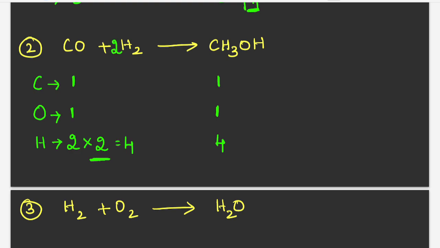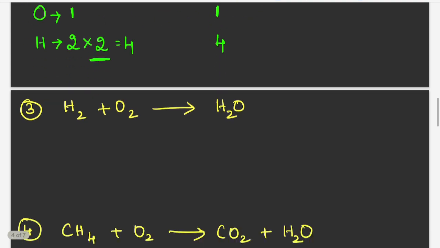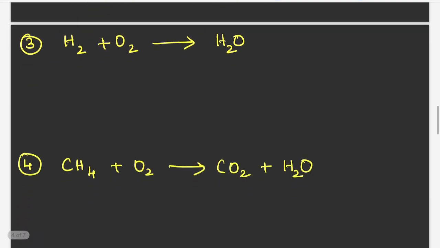Now check once again whether it is balanced or not. 1 carbon balanced. Then oxygen, 1 oxygen atom and 1 oxygen atom, balanced. Hydrogen, 2 2s are 4. 3 plus 1, 4, balanced. So this equation is also balanced. Is that clear?